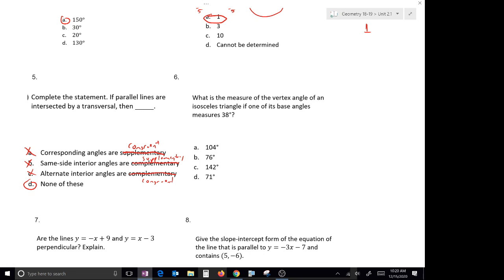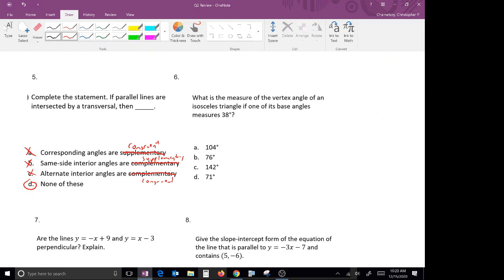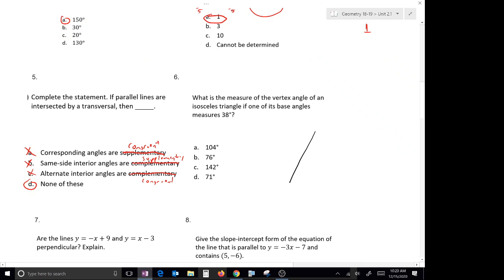What is the measure of the vertex angle of an isosceles triangle if one of its base angles measures 38 degrees? Let's draw the picture. So we got an isosceles triangle. One of its base angles is 38 degrees, which means the other base angle is also 38 degrees, and we're trying to find the vertex angle here at the top.